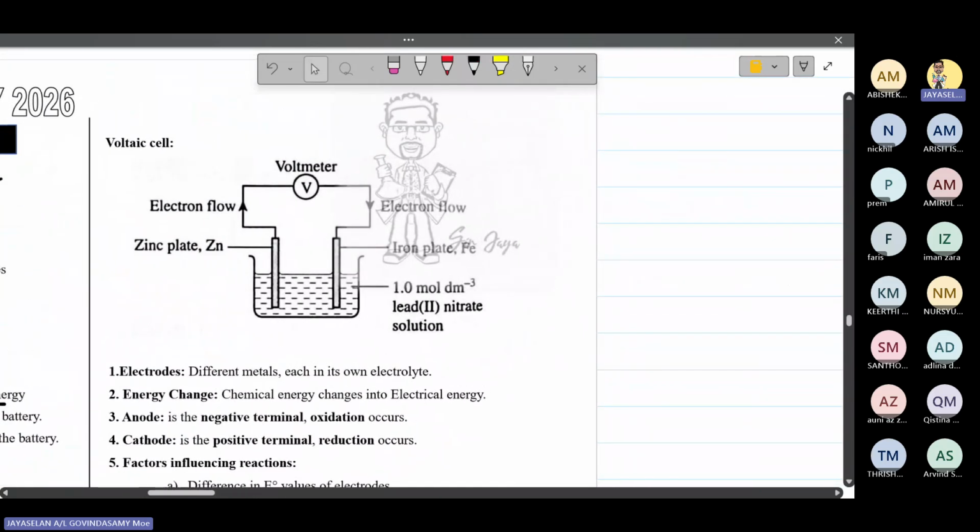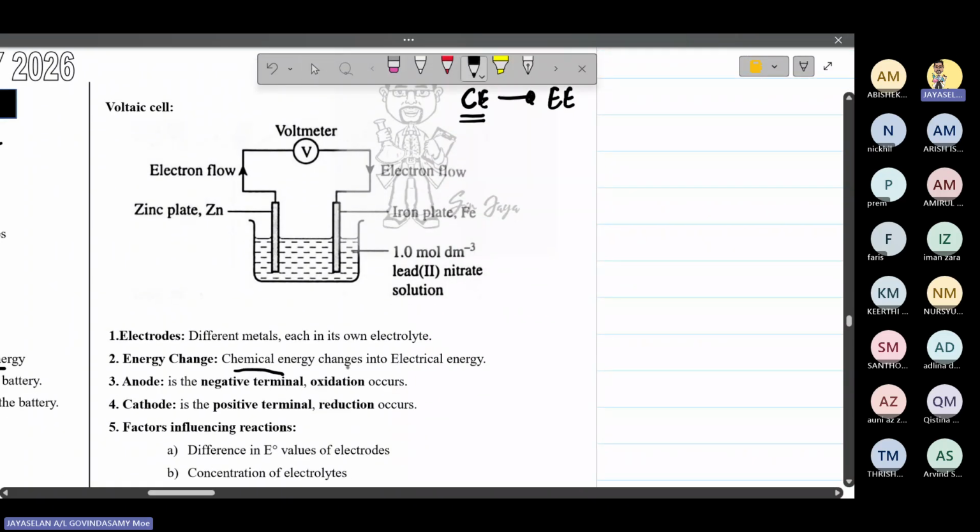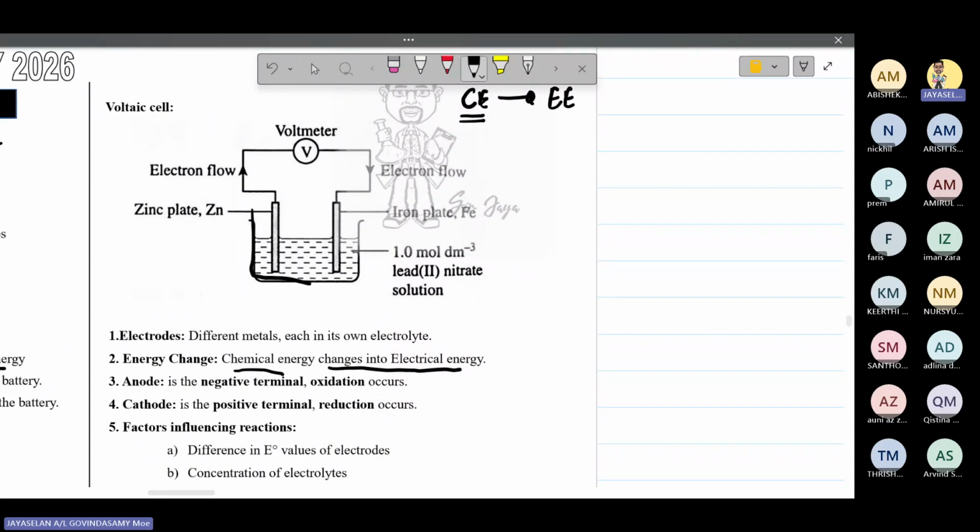Okay, bila you nampak tak ada bateri, first thing you tulis what? CE tukar kepada EE. Okay, this is called what? Kalau ditanya energy change, chemical energy converted into electrical energy. Tindak balas kimia yang berlaku di sini akan menghasilkan pergerakan elektron. When there's a movement of electron in the circuit, there's a production of electricity.